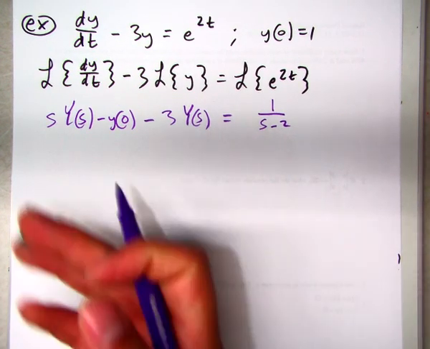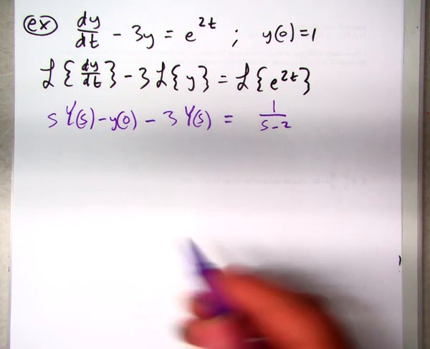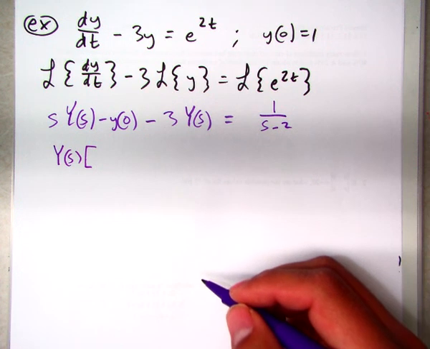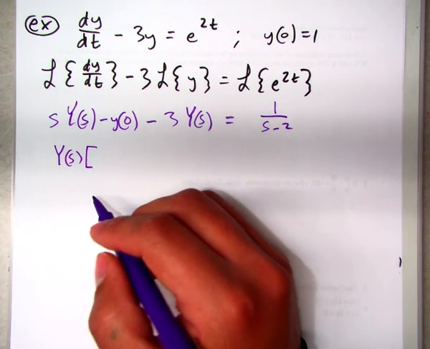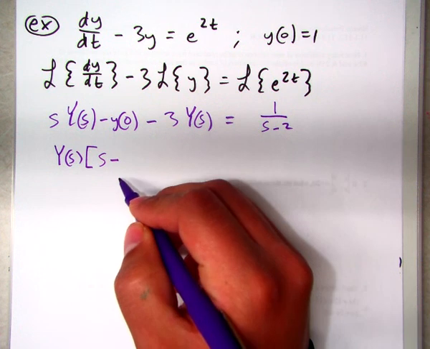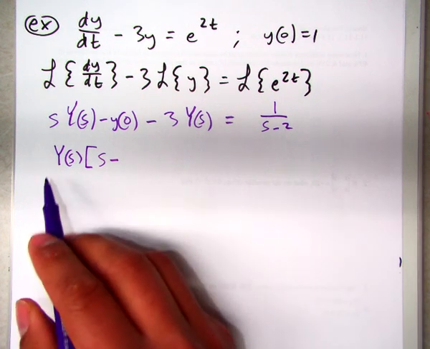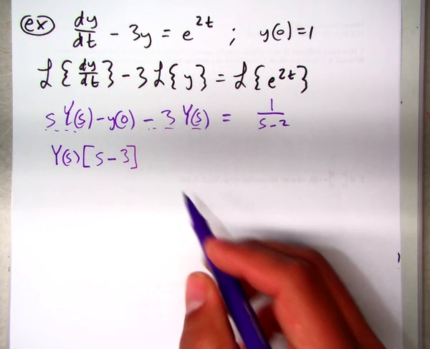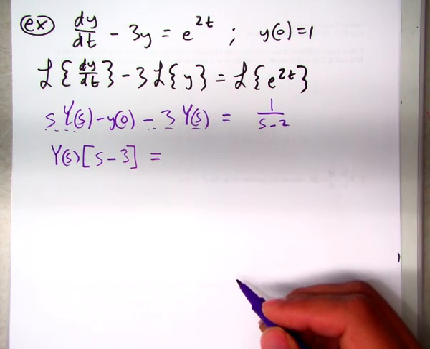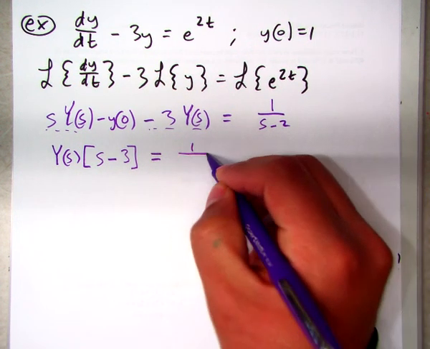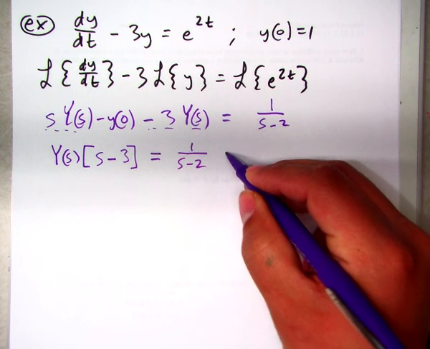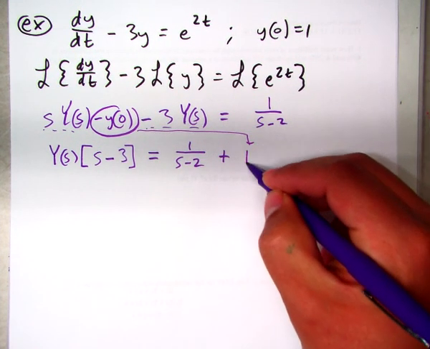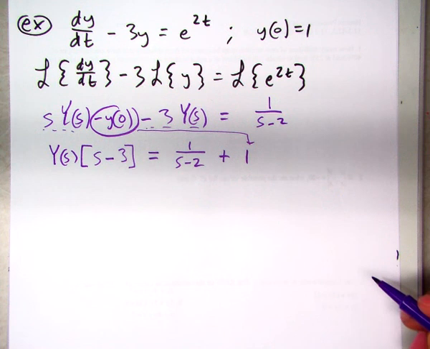And now we do exactly what we said we were going to do. Factor out Y of s. And then what's left? If I factor out Y of s, we're just going to get s minus 3, right? On the other side, we're going to get 1 over s minus 2 plus our initial condition y of 0, which is 1. Okay.